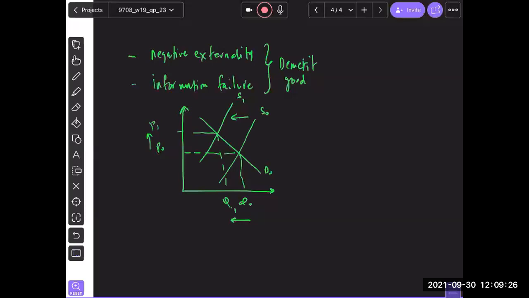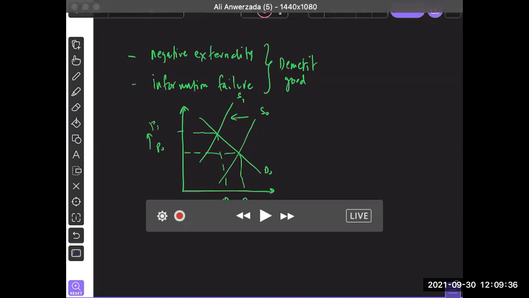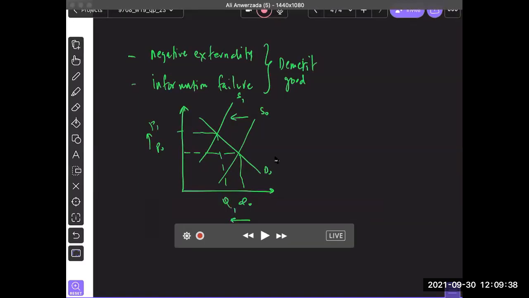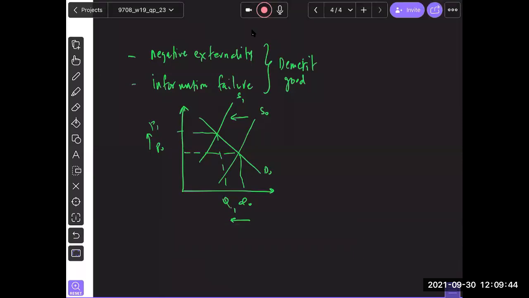So yeah, we were talking about the factors. So the other point that I want to talk about is the information failure, which is something you need to talk about. Can you guys see this?